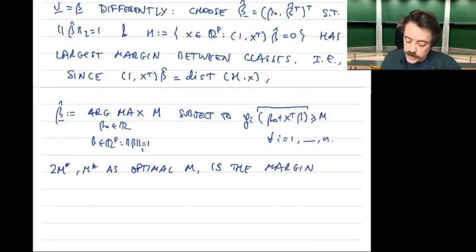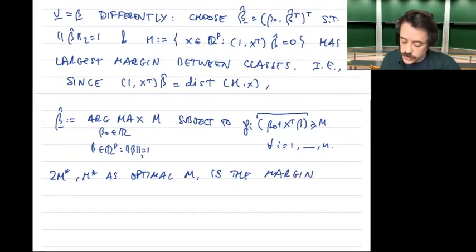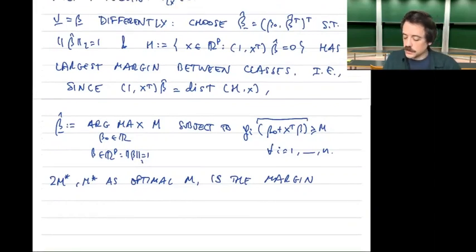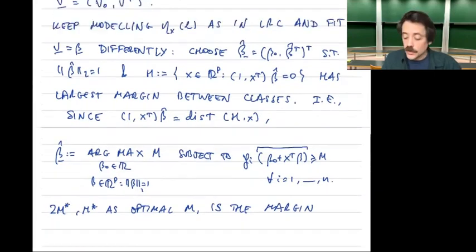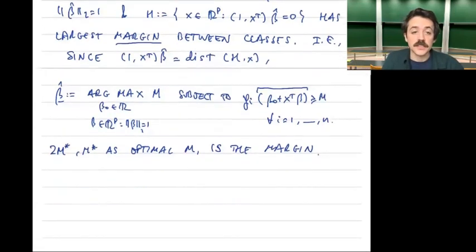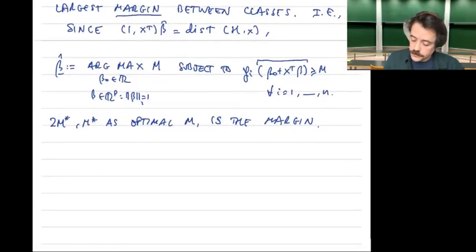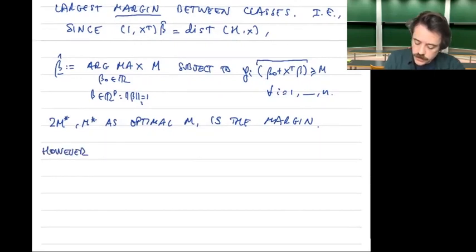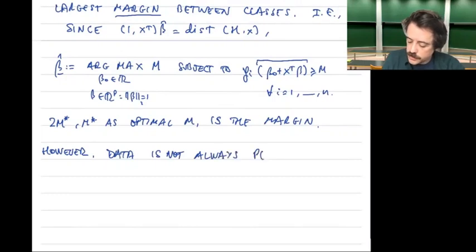I'm talking about the margin simply because that's how I introduced the potential solution that we're going to be looking at. Now, the problem, of course, is that this assumes that we can perfectly separate the data, which is not always the case. However, data is not always perfectly separated.